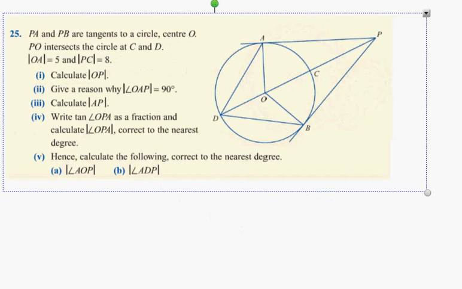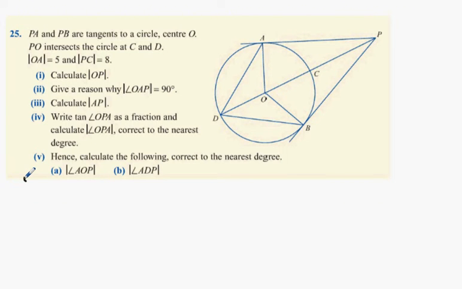Done. 25. PA and PB are tangents to the circle O. PO intersects the circle at C and D.